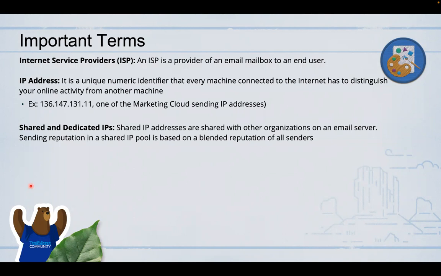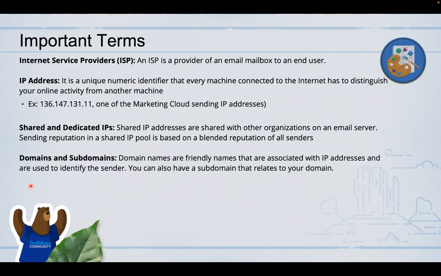Whereas with a dedicated IP, you have your own dedicated IP address for your organization. For a dedicated IP, you need at least 250K emails sent per month from the IP. In that case, you will probably use a dedicated IP. If not, you can use the shared IP.